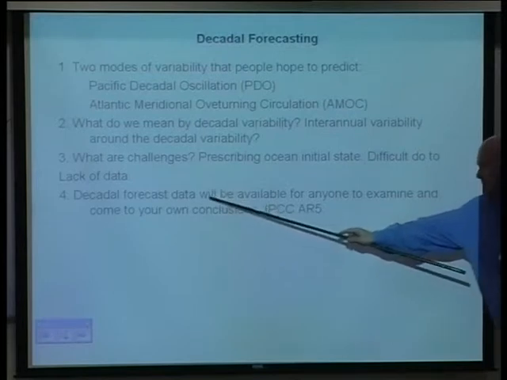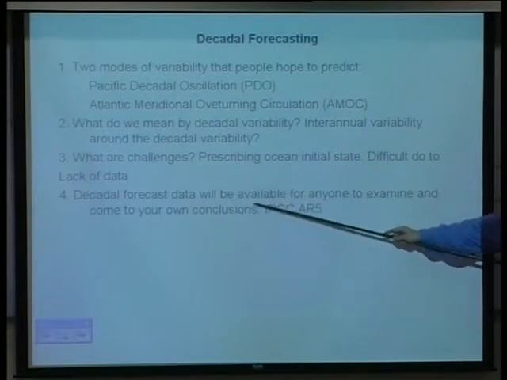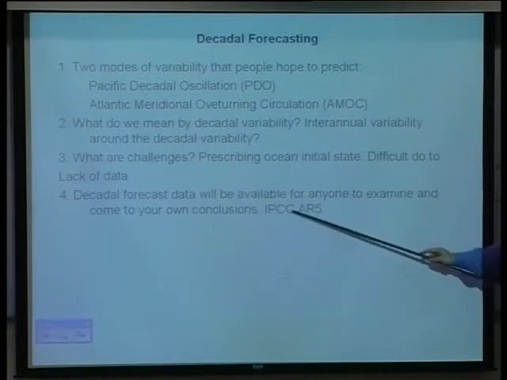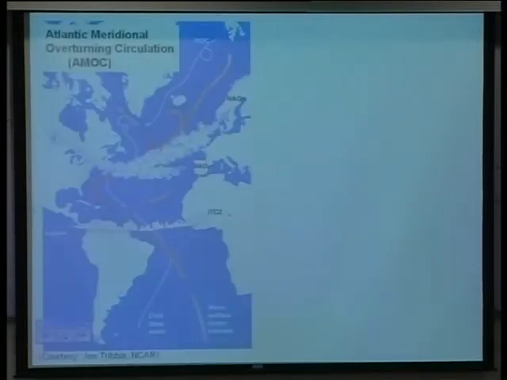And I'll talk a little bit about this decadal forecast data, which again, you can just download on the internet and come to your own conclusions about the value of decadal forecasting. This is called IPCC AR5. Okay, so the first thing is this Atlantic Meridional Overturning Circulation, or AMOC mode.